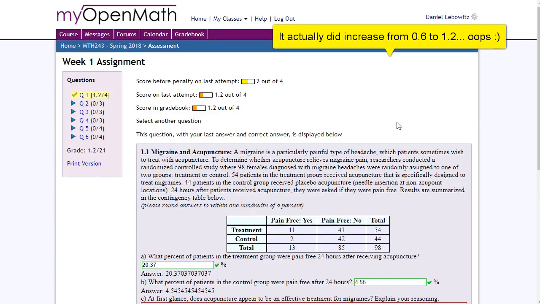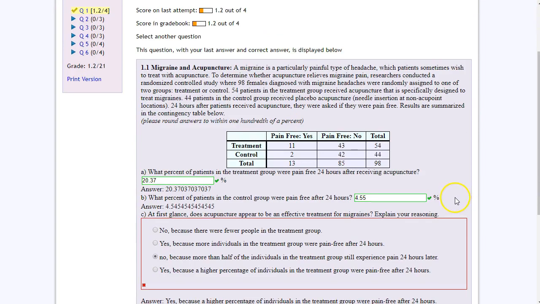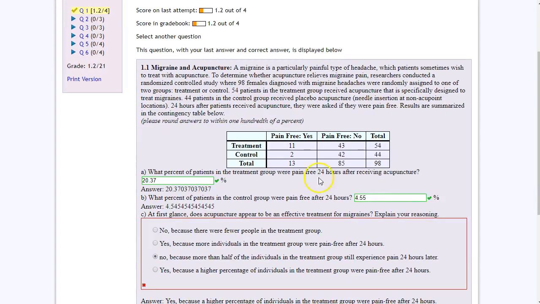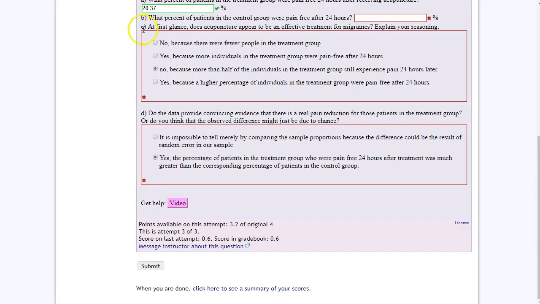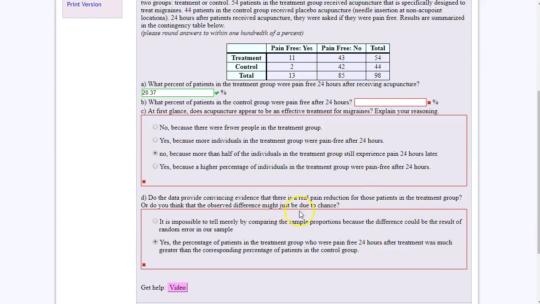So yeah, as you can see, you have to be really careful because as you miss more and more attempts, you won't increase your score at all because of the penalty. So as you can see in the grade book, I have 1.2 out of 4 on this question because I only got 2 parts right. So it looks like it increased a little bit, but I only got 1.2, where before, I don't really remember what it was. 0.6. So it went from 0.6 to 1.2. So it went up a little bit, but it didn't go up that much.